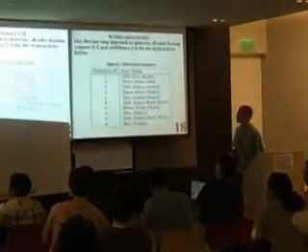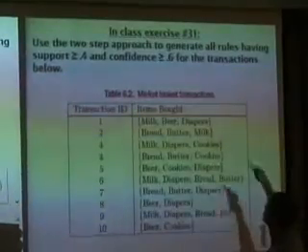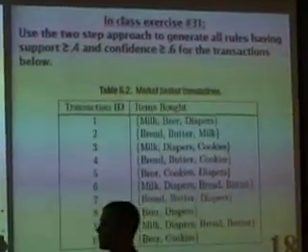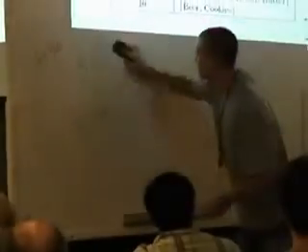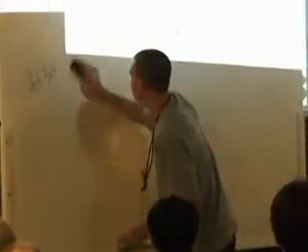It says, use the 2-step approach to generate all rules having support at least 0.4 and confidence at least 0.6. So the question is, what item sets should we start with? Well, first of all, you don't need to look at the singletons, right?